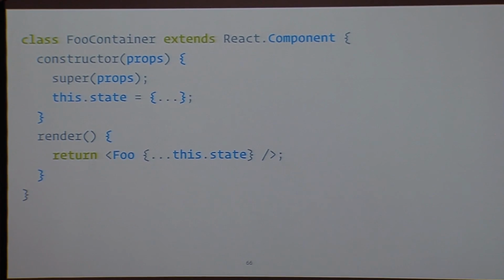What does this mean for us? Why do we want to do this at all? To take a look, this is essentially what we're talking about. You have a component. This is how you would define a component in React. And then inside, you would return Foo, and you would pass it all of its data.